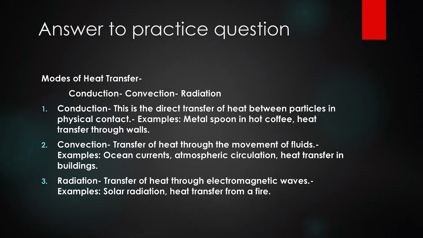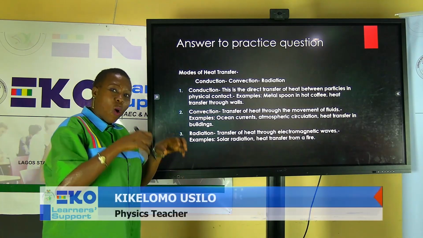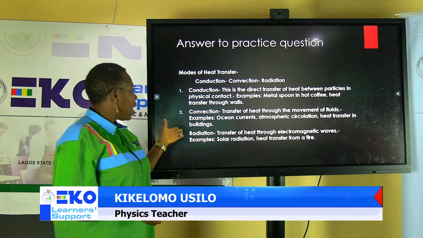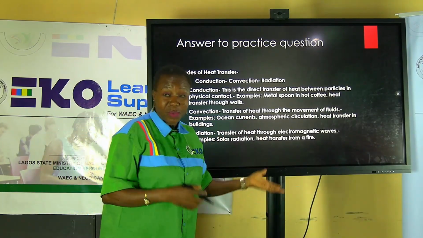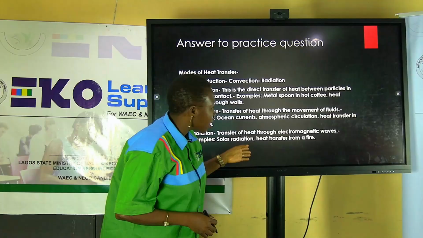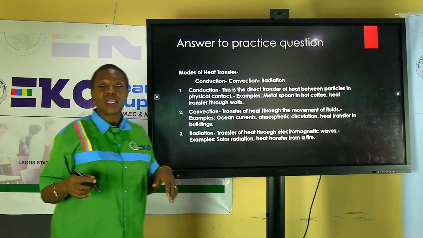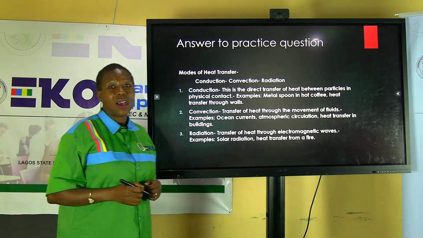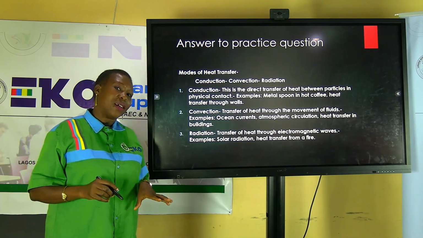Convection, which is the second mode of heat transfer, we said transfers heat through the movement of fluids. So this occurs in the fluid itself as heat is being applied to it. Now we have examples: the land and sea breeze. We also have atmospheric circulation and heat transfer in buildings. And for radiation, we said it's the transfer of heat through electromagnetic waves. A very typical example is solar radiation, and heat transfer from any source of fire.